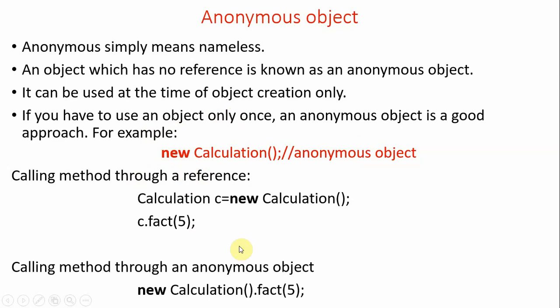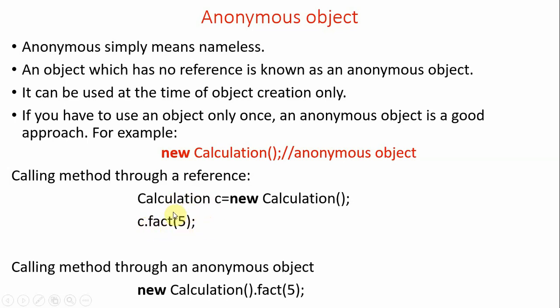So how to create? Let's first see a normal reference variable and object creation. Calculation is a class. c equal to new calculation. This is the way we have created objects till now. Half of it is the reference variable, half is the object creation, memory allocation, which happens at runtime. So if you want to access a method like fact, you can use c.fact with the value passed.